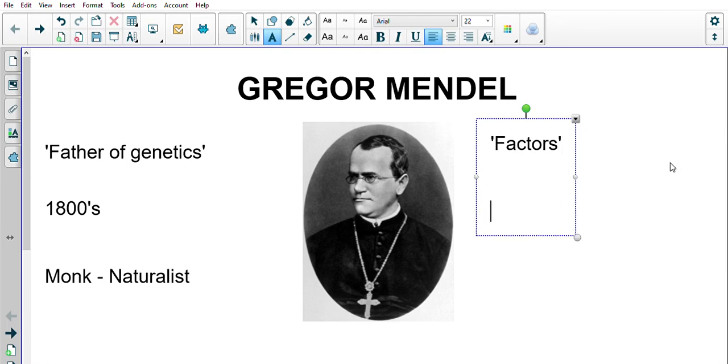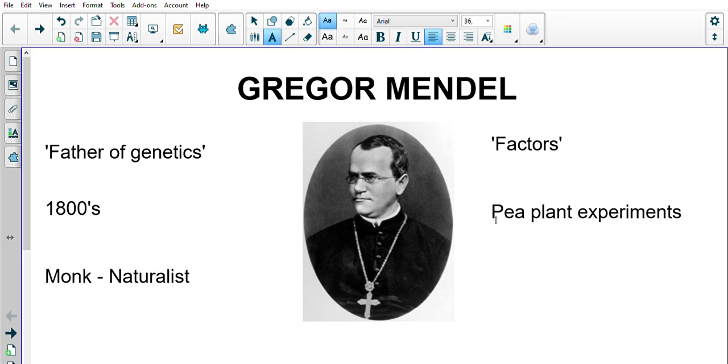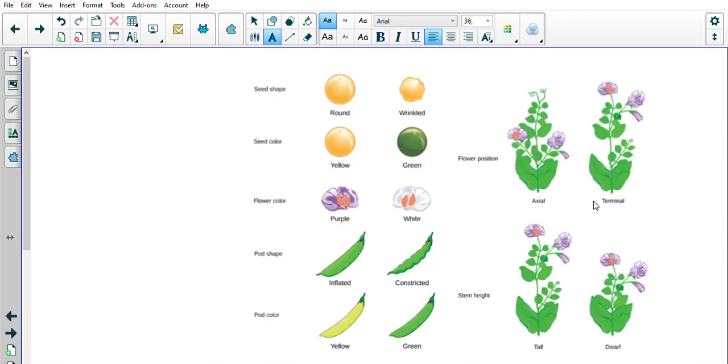Where Gregor Mendel came in was his very famous pea plant experiments. Literally, he was experimenting on pea plants, the peas that you eat. The reason he chose pea plants was because they were very easy to handle, they grew fairly quickly, and there were very definite differences that he was able to look at to understand what these factors were. These were the various factors that he was looking at.